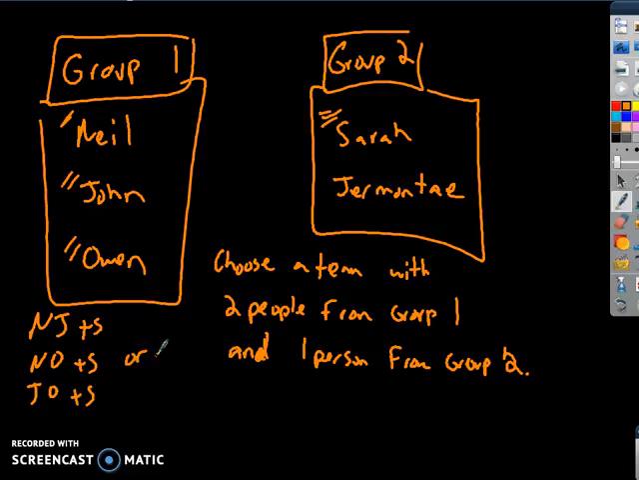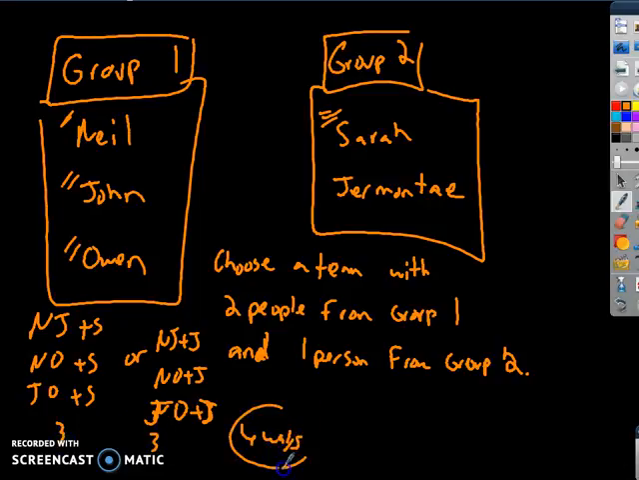Or it could have been Neil and John plus Jermaine. Or Neil and Owen plus Jermaine. Or John and Owen plus Jermaine. So we could have matched them with any of those people. So this is 3 ways and another 3 ways, and together that's 6 ways. An easy way of doing that would be a combination of 3 choose 2 times a combination of 2 choose 1.